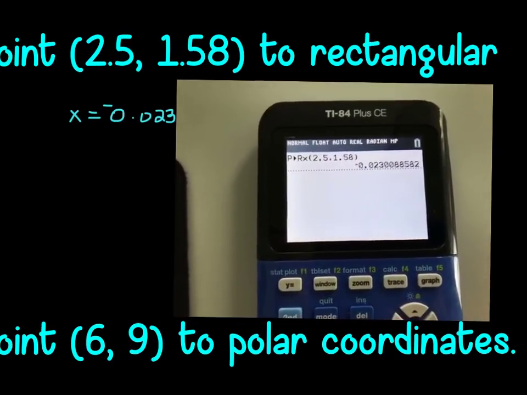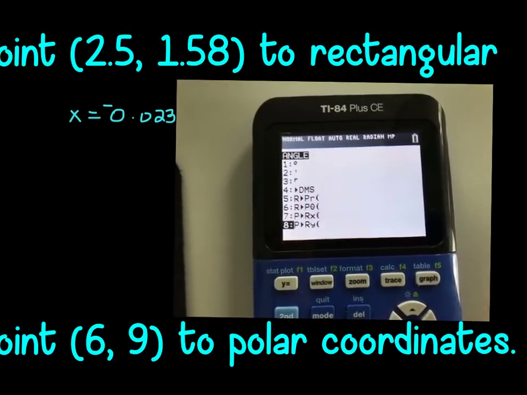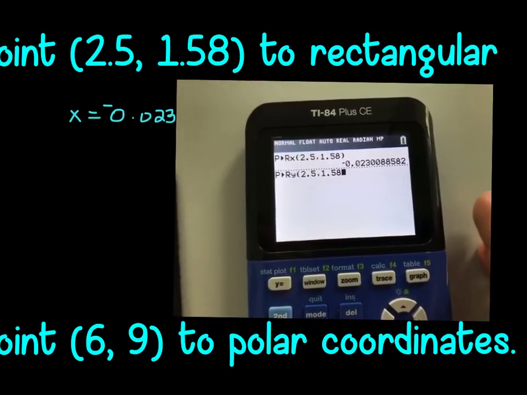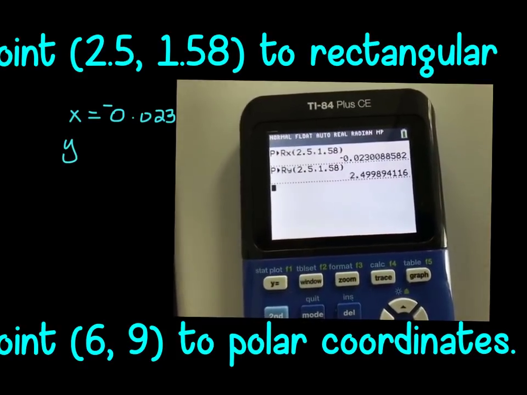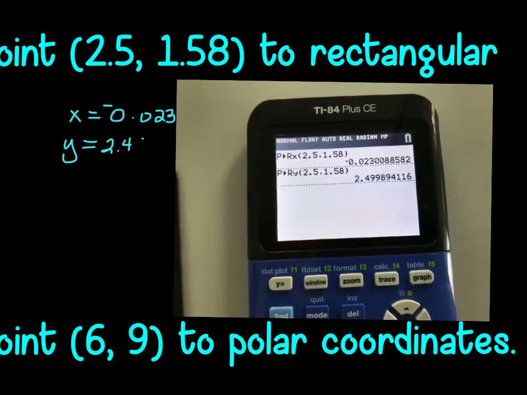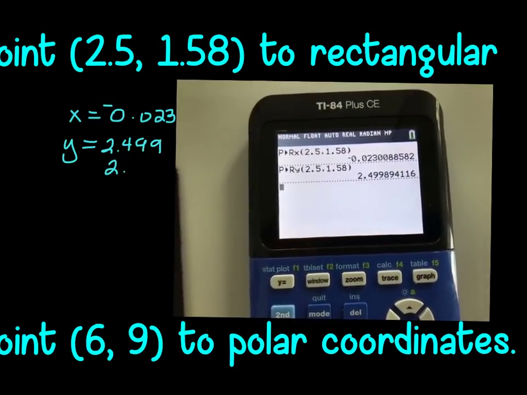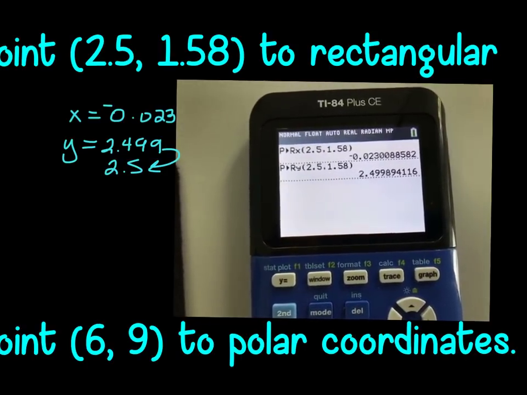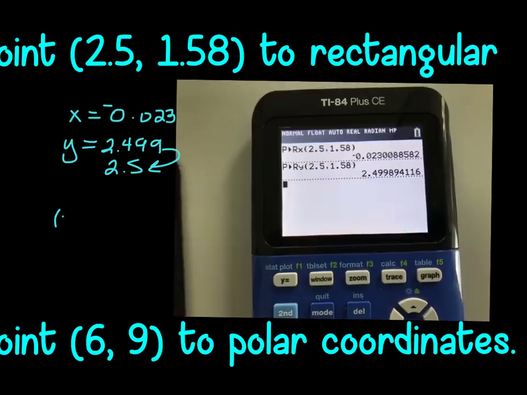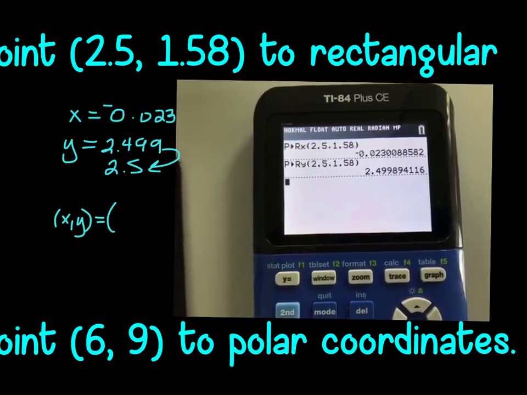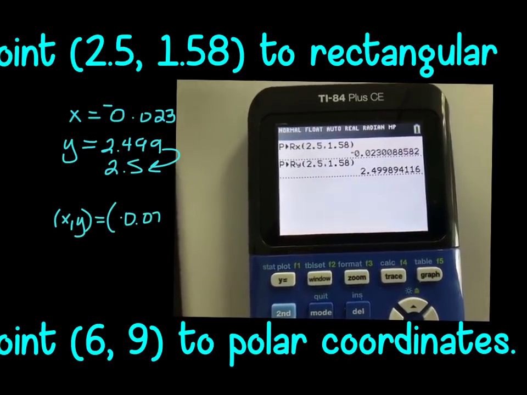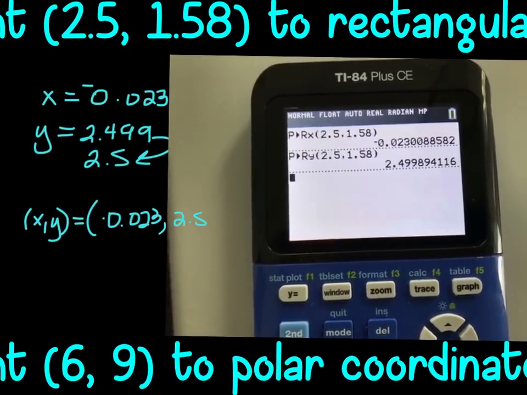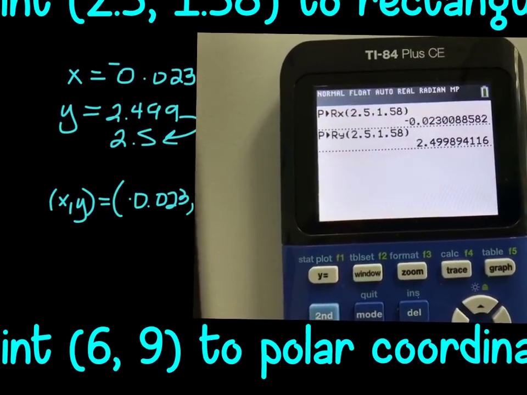I'm going to find the y. So second apps, go down to polar to R y. On the same point, 2.5 comma 1.58. And I get the y is 2.4998, so that's going to go to 2.5. Oh wait, it's positive. So this time I'm going to rectangular, which means it's x comma y equals negative 0.023 comma 2.5.